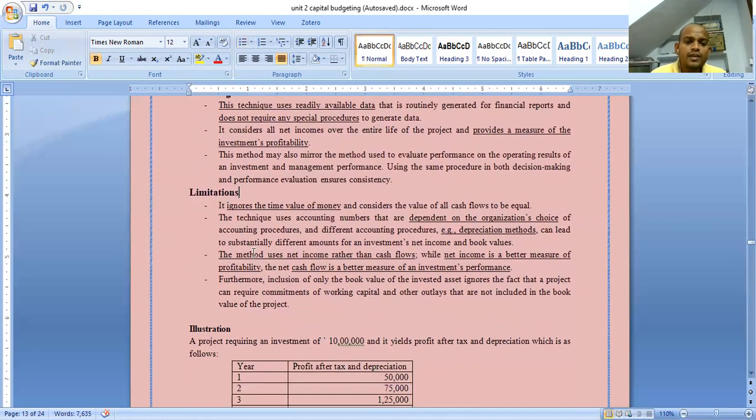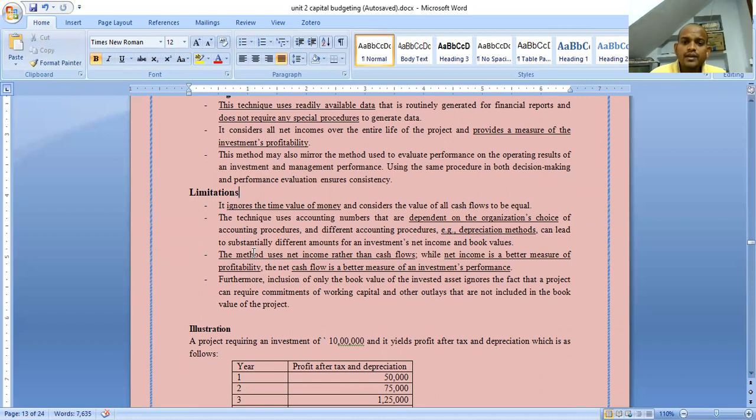Limitations: it ignores the time value of money. In the initial stage itself, I mentioned it is a non-discounting technique. It does not consider time value of money. So it ignores the time value of money.